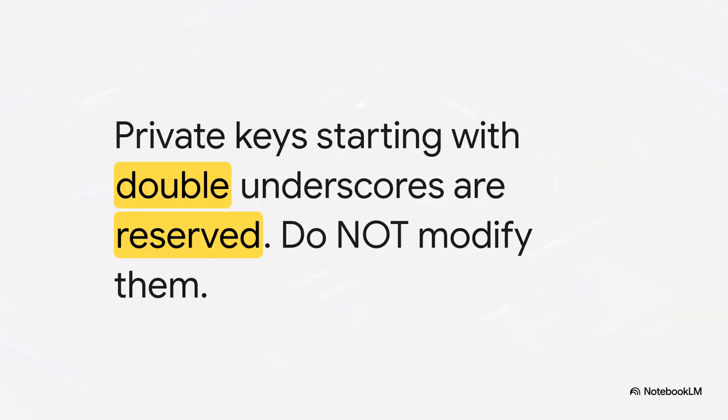Oh, and a quick but super important developer detail here. Private keys that start with double underscores, like __sequence_id, are reserved internally by Burr. Seriously, do not modify these directly. The framework uses them to maintain execution sequence and manage the persistence layer. If you mess with them, you'll corrupt your internal tracking and database records.